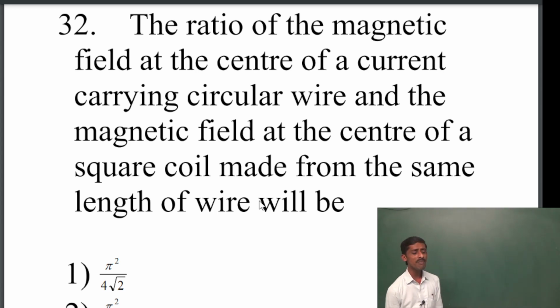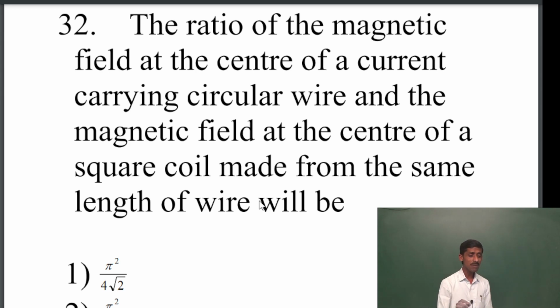The ratio of magnetic field at the center of a current carrying circular wire and the magnetic field at the center of a square coil made from the same length of the wire. A wire is first bent in the form of a circle, then bent in the form of a square. For the same current, the ratio of magnetic field due to the circular loop at the center to the magnetic field due to the square. We shall see how to derive that, how to calculate that.